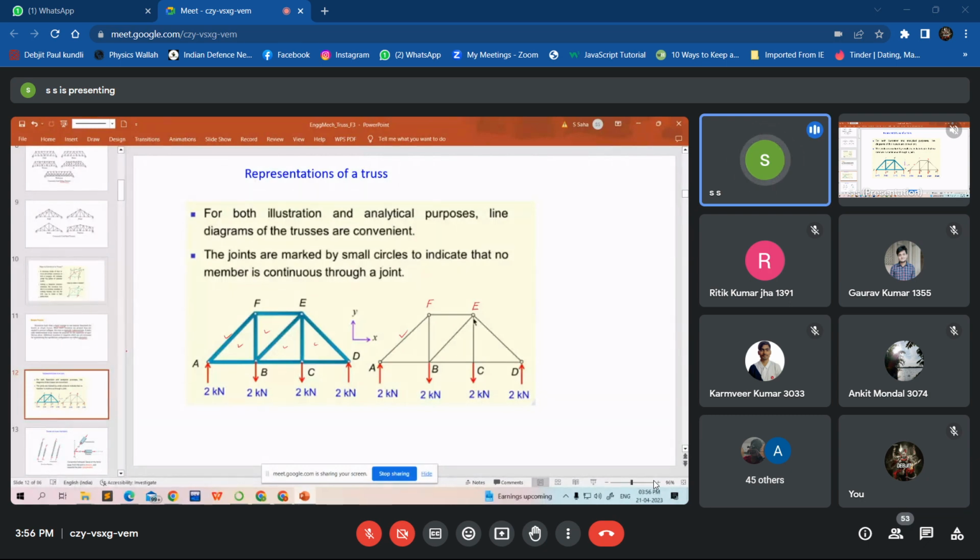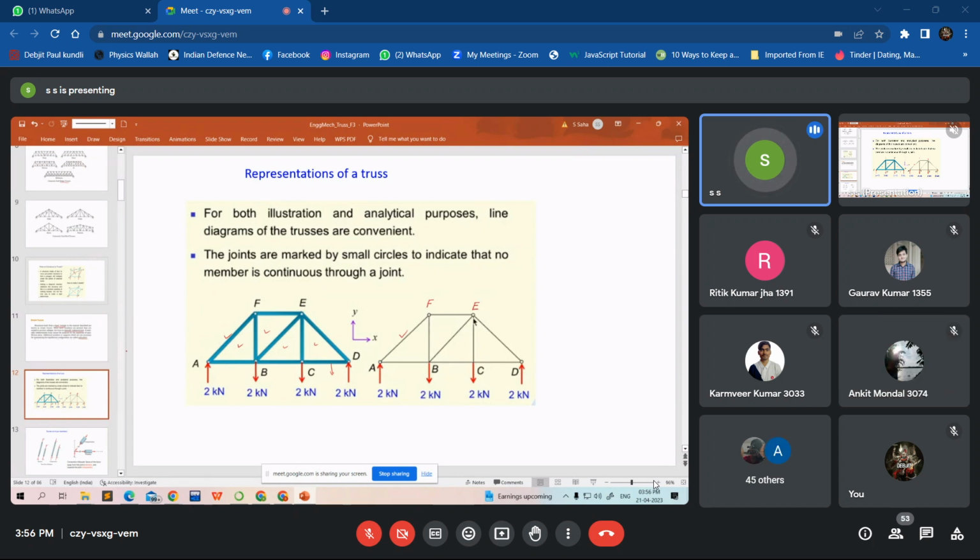The loads are applied at the joints, so they are not applied in between. So you have external loads at these joints, and these loads have to be resisted by the members. So that is the whole exercise.